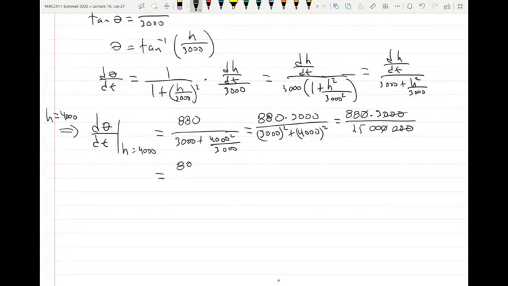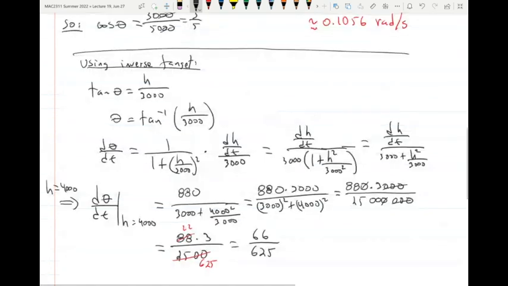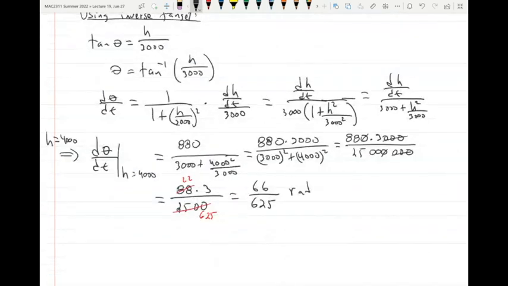Let's see. So that's 88 times 3 over 2500. Then I can divide this by 4 to get a 22. And then 2500 divided by 4, that's 625. So we get 66 over 625. And that was radians per second.